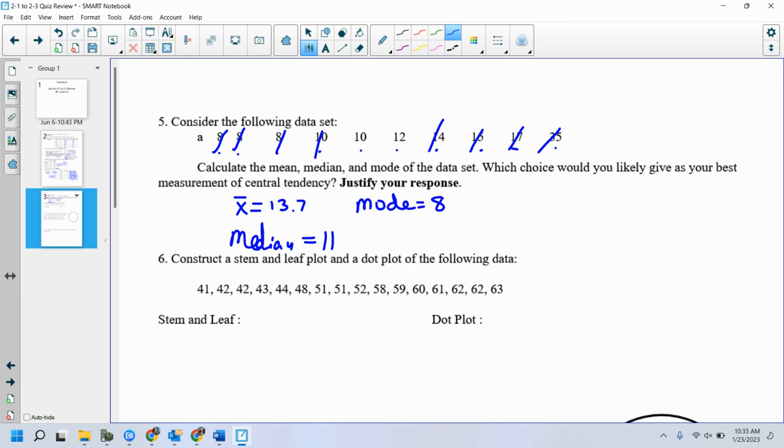All right, so which would be the best measure of central tendency? The median. Why? There's a better reason for that. It's not affected by the outlier, right? It's not as affected by the outlier. And I wouldn't use a mode in this case because the 8 is our smallest value, and it doesn't represent the middle of this data set.